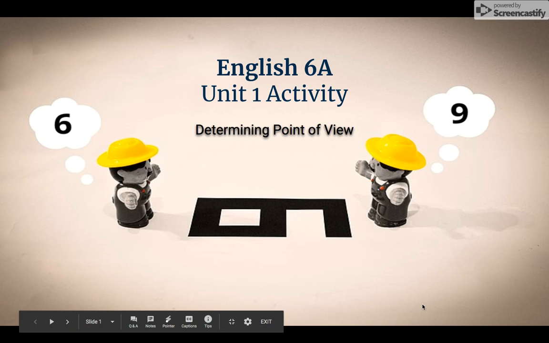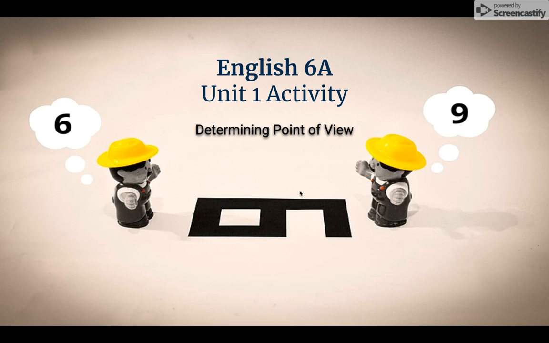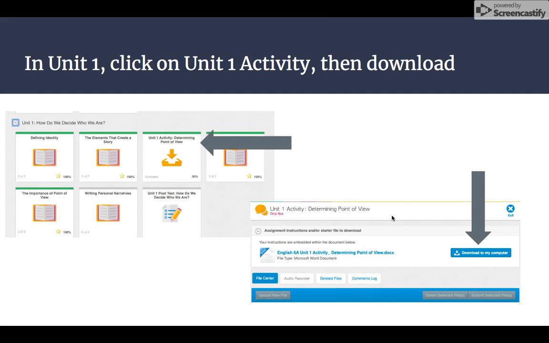I'm going to help you understand how to complete the English 6A Unit 1 activity called Determining Point of View. So you see here's two people. There's a number on the floor. From this person's point of view, it looks like a 6. From this person's point of view, it looks like a 9. So they're arguing because they don't understand each other's point of view. That's what we're going to be talking about with this activity.